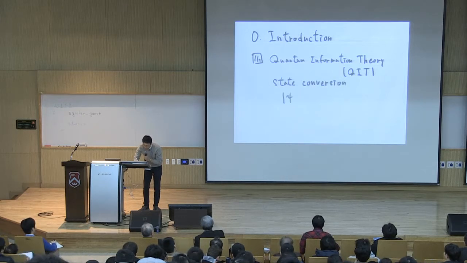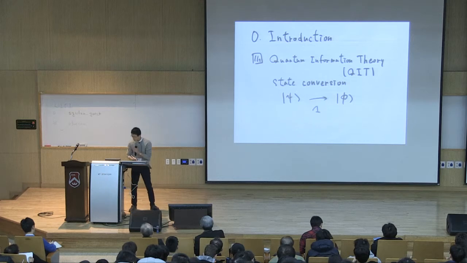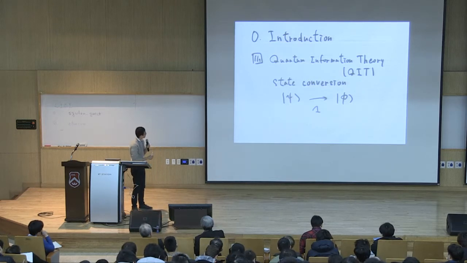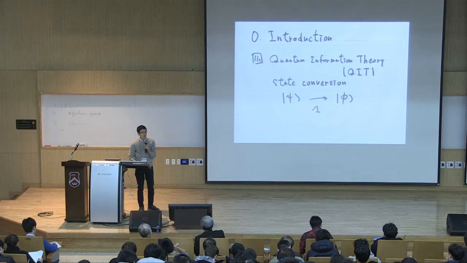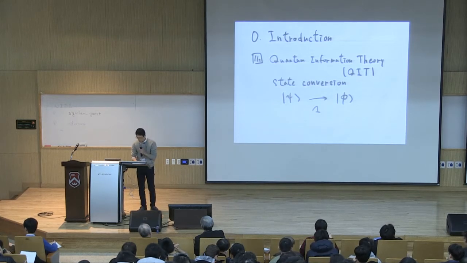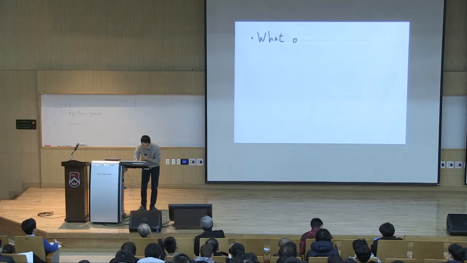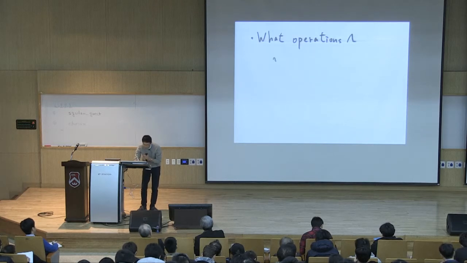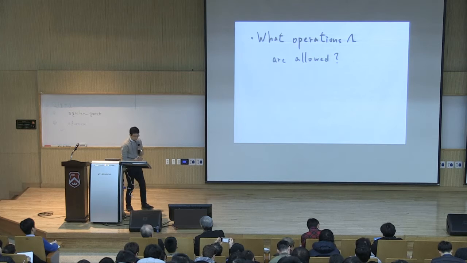say psi, and you're interested in how you can transform this state psi to another state phi by some given operation called lambda. I do not specify what lambda is now, but basically you have some set of operations you are allowed to perform between two states, and if you act some operation on the initial state, you end up in some state. But the question is, what operations are allowed in quantum information theory? This is one basic question in QIT.